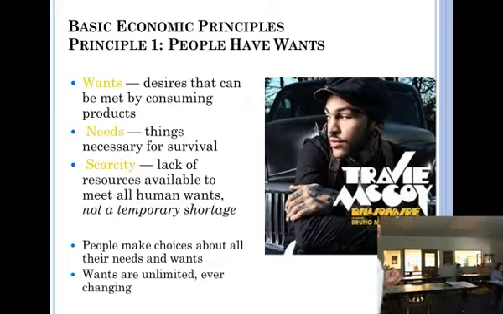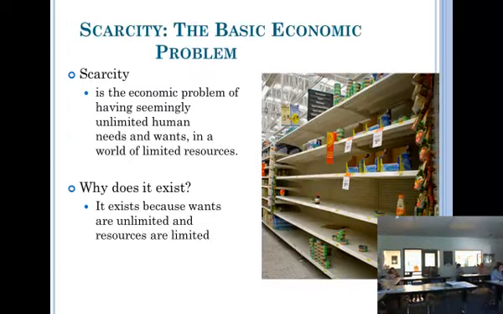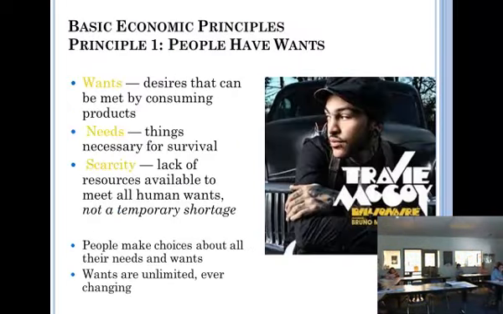So, basic economic principles: people have wants, desires that can be met by consuming products. There are needs, things that we need just to survive, like water. Shelter is a great one. And so scarcity is the lack of resources available to meet all human wants.